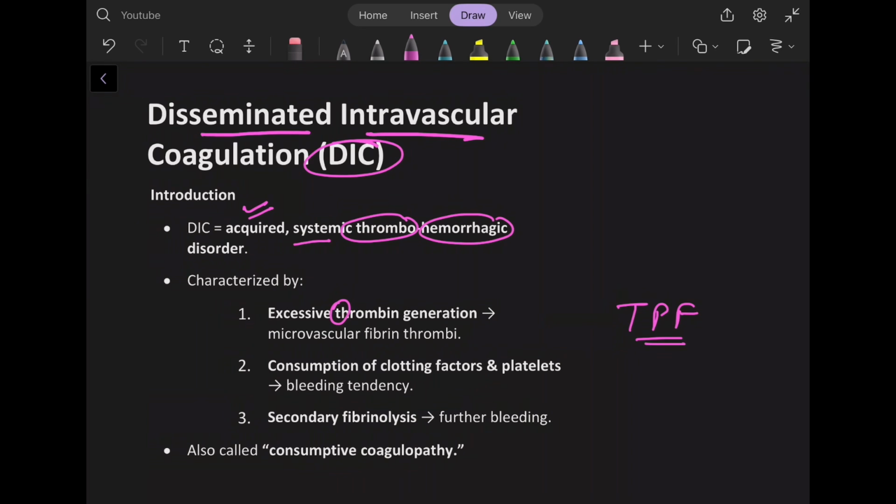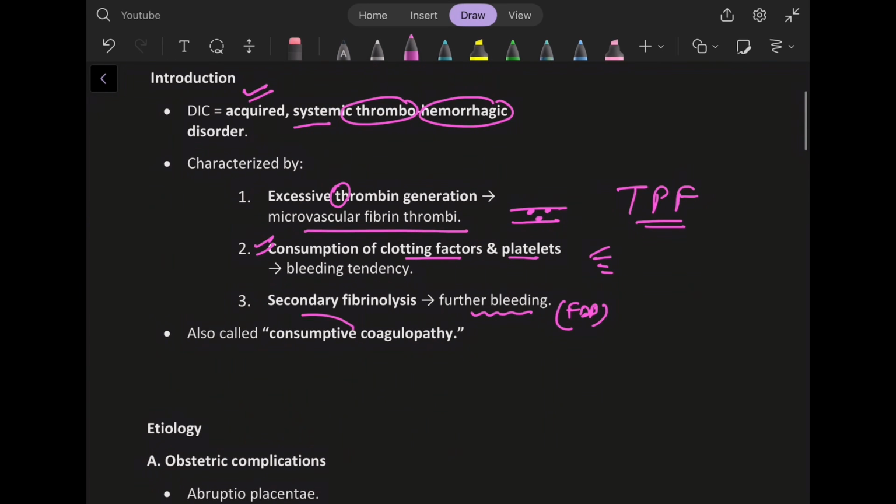So first, there is excessive thrombin generation, which causes fibrin deposition and microvascular thrombi. Then consumption of clotting factors and platelets leads to bleeding tendency. Lastly, there is secondary fibrinolysis, which produces fibrin degradation products that worsen the bleeding. Because clotting factors are consumed, DIC is often called a consumptive coagulopathy.